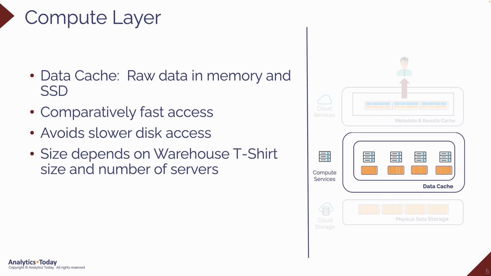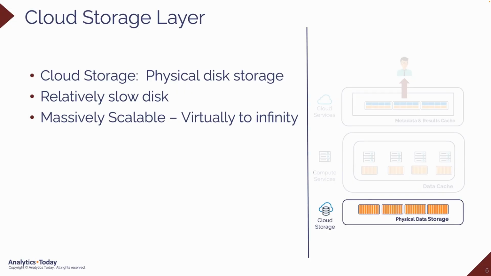The compute layer is inside your virtual warehouses. We call it the data cache, and it's really raw data. It's in memory and SSD, which means it's much faster than the slower disk. The size of that cache depends upon the warehouse t-shirt size and the number of servers that are deployed as a result. Finally, data is stored in the cloud storage layer. This is where your data is permanently stored on disk, which is relatively slow. However, it's massively scalable, virtually infinitely.